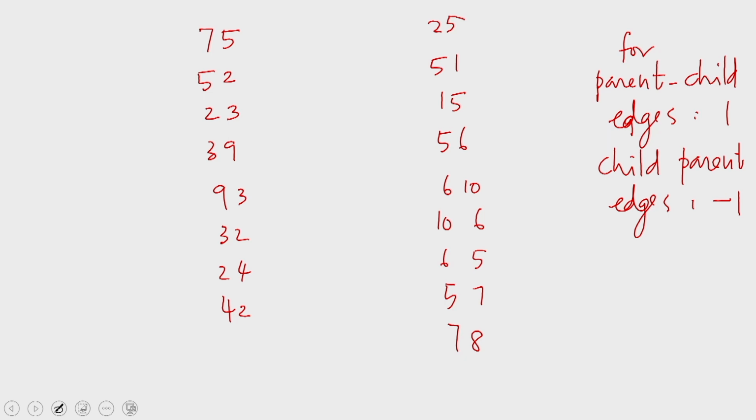Then 7 5 is a parent child edge, 5 2 is a parent child edge, 2 3 is a parent child edge, 3 9 is a parent child edge, but 9 3 is the other way, 3 2 is the other way, 2 4 is a downward edge, 4 2 is an upward edge, 2 5 is an upward edge, 5 1 is a forward edge, and 1 5 is an upward edge, 5 6 is a forward edge. 6 10 is the forward edge, 10 6 is an upward edge, 6 5 is an upward edge, 5 7 is an upward edge, and 7 8 is a forward edge.